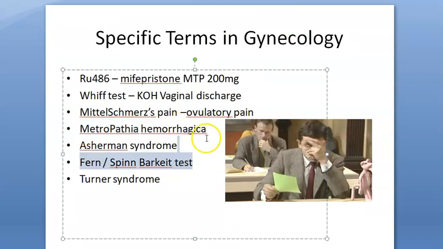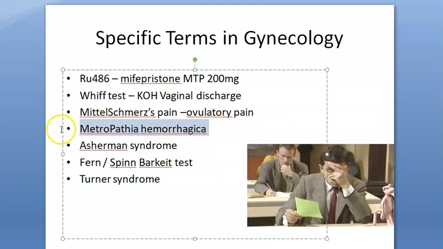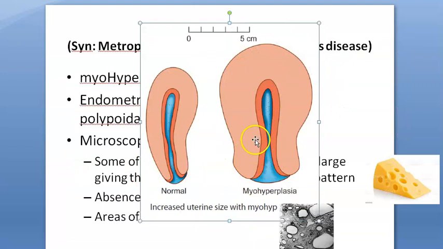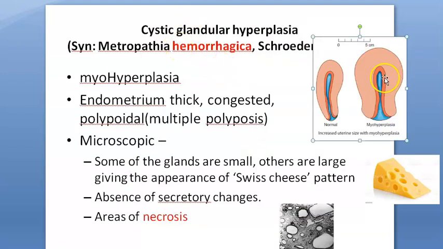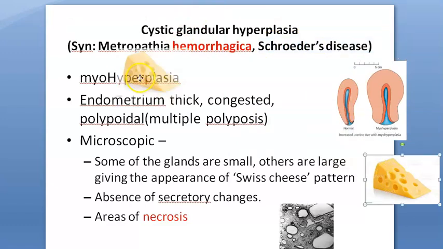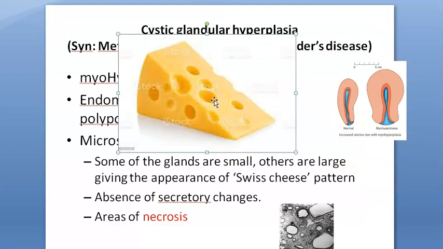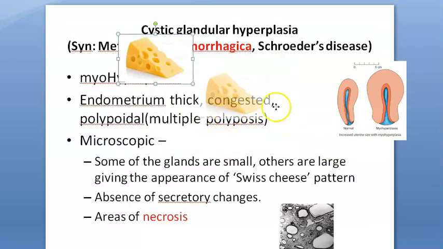Metropathia hemorrhagica is nothing but DUB. It is also called glandular hyperplasia. Go back to that and check that. So this we saw under DUB. This is myohyperplasia, in perimenopausal women. So this is metropathia hemorrhagica or cystic glandular hyperplasia or Schroeder's disease. You can see how the endometrium is thick and congested. Microscopically, you can see some glands are small, others are large, giving it a Swiss cheese appearance. There can be areas of necrosis.